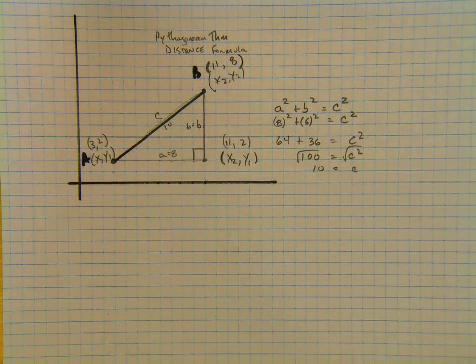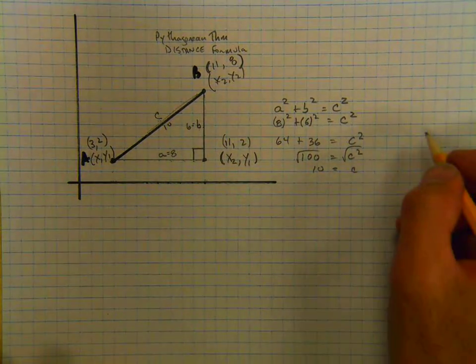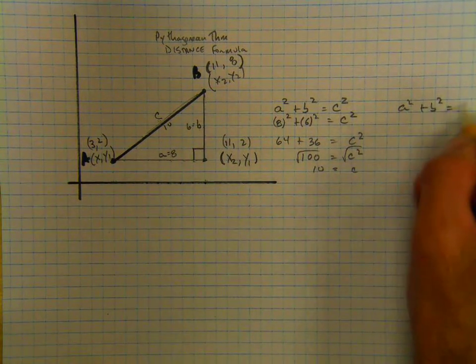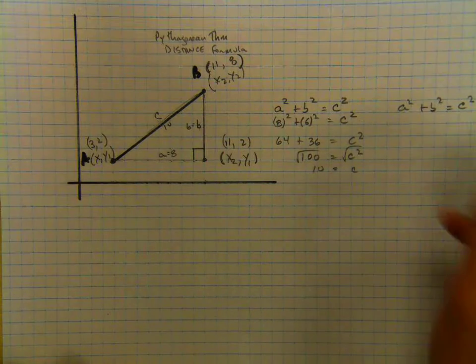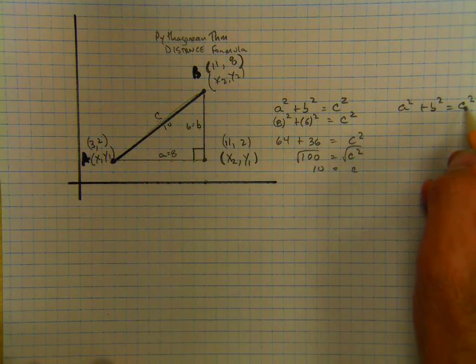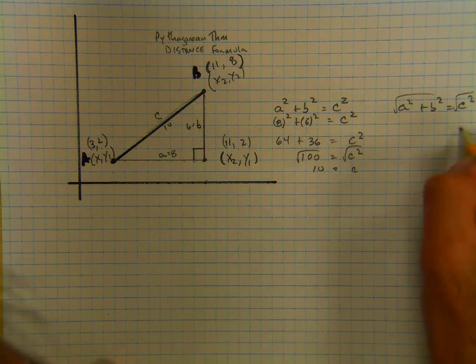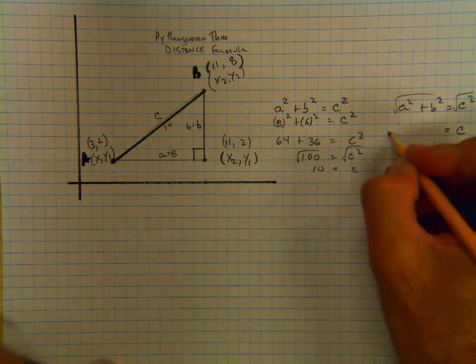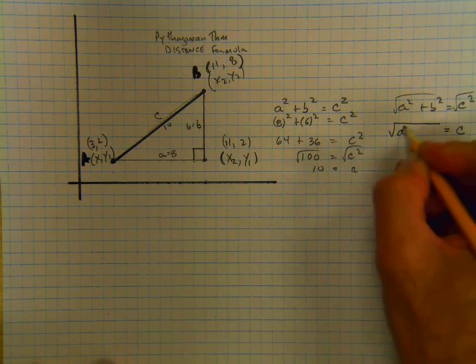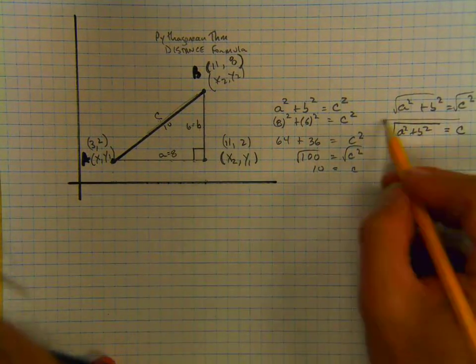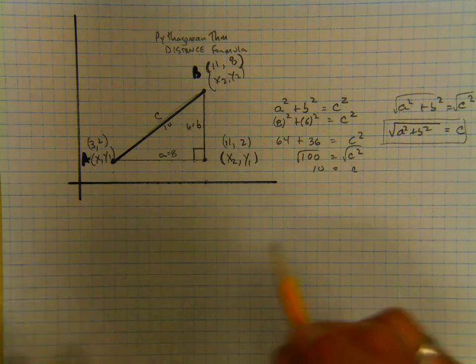Okay? Now, this A squared plus B squared equals C squared. If we wanted to get C by itself, we could take the square root of both sides, and we would get C equals the square root of A squared plus B squared. Okay? That's what we're going to do first.